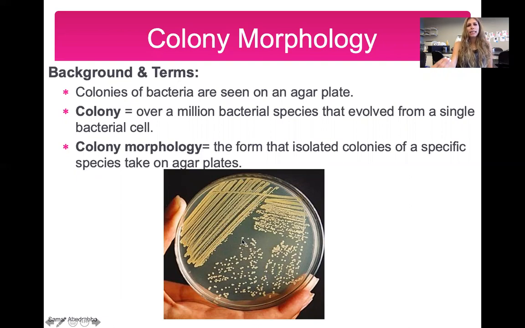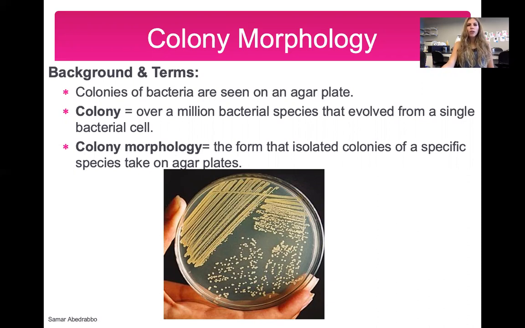So a colony is a pure culture of bacteria. It's one bacterium that divided millions of times, so that colony is millions of bacteria. It's not one. If it was one, we wouldn't be able to see it because remember, bacteria are microscopic. So that little colony circle is millions of bacteria. And colony morphology is basically what bacteria look like on an agar plate, so their morphology, their shape on agar plates.